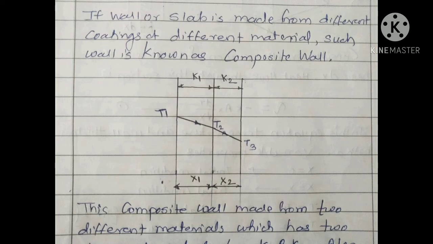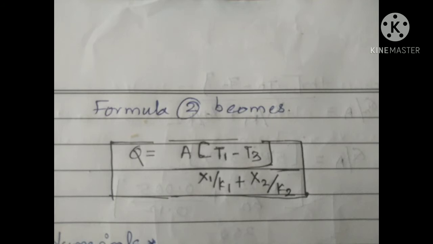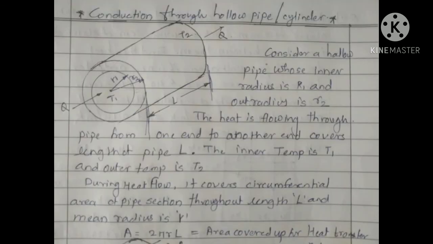By applying the concept of the plane wall to these equations and solving them, we get a new formula for conduction through a composite wall: q is equal to A into (T1 minus T3) divided by (x1 upon k1 plus x2 upon k2). One point to remember is that the terms in the denominator increase as the number of coating thicknesses increases in a composite wall. Now we are going to study conduction through a hollow pipe.